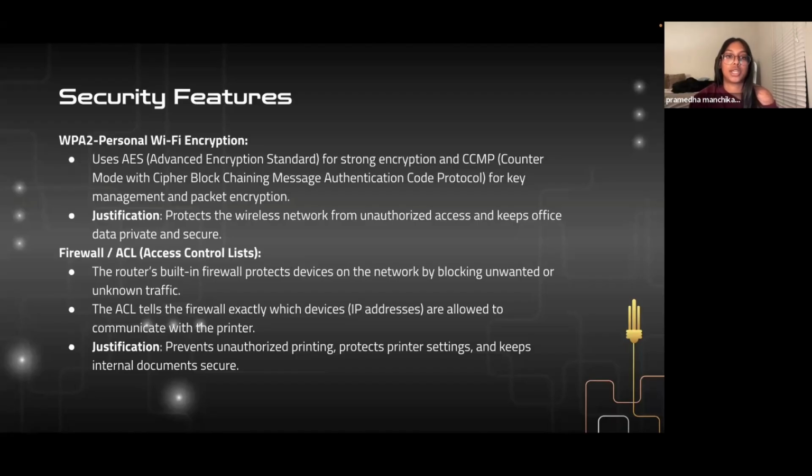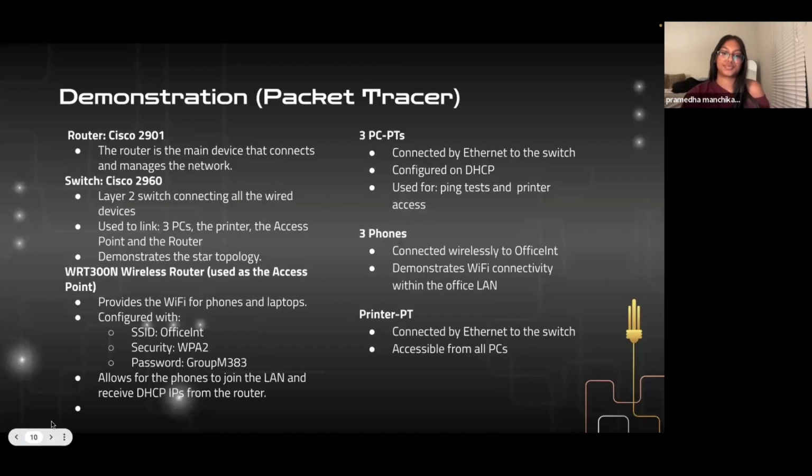Our second security layer is a combination of the router's firewall and access control lists, or ACLs. The firewall is built into the router and it blocks any unwanted or suspicious traffic coming into the network. On top of that, we applied an ACL specifically to the printer. The ACL tells the firewall exactly which devices are allowed to communicate with the printer, which in our case is only the 3 employee laptops. This prevents guests or unauthorized devices from sending print jobs or accessing printer settings. It helps protect internal documents and prevent the misuse of the printer. Together, these security features give the office a strong but simple protection setup, which is ideal for a small startup environment. Next is going to be Brittany with the demonstration of the Packet Tracer.